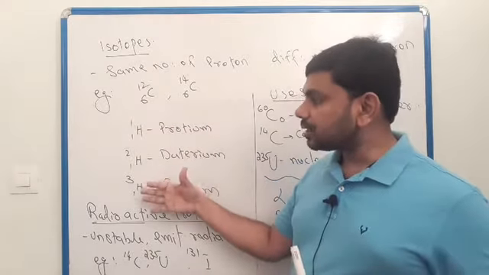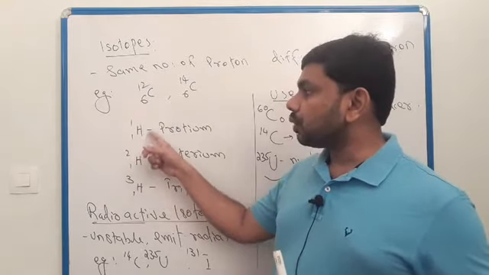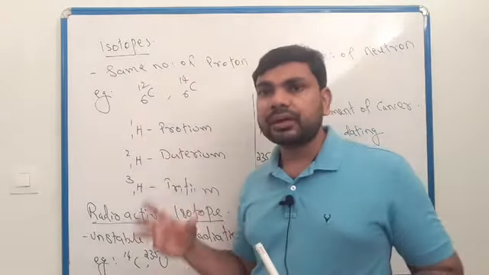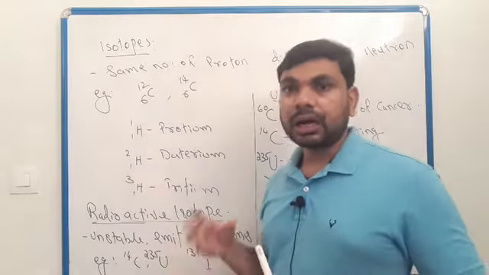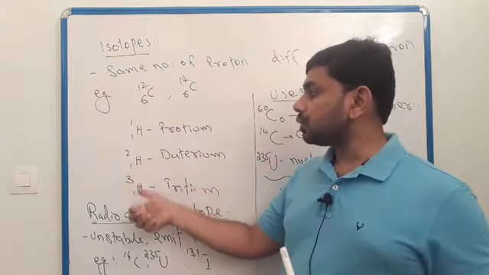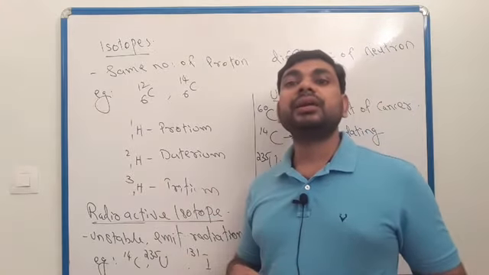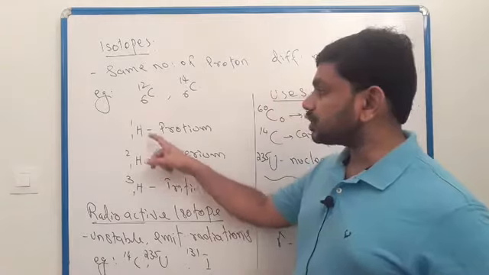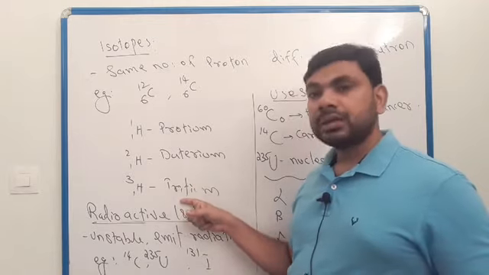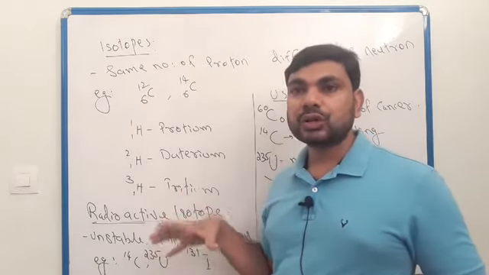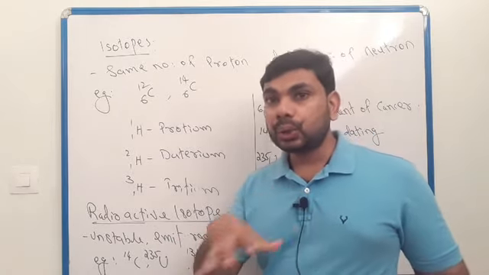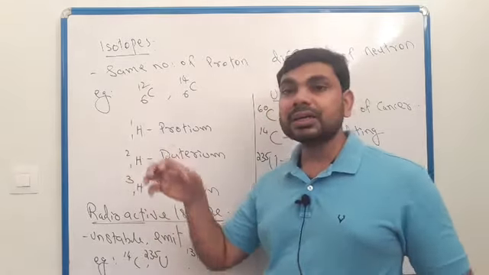Another example of isotopes: H-1, H-2, H-3. These are the three different isotopes of hydrogen. H-1 is called protium, then deuterium and tritium. Only one element has an isotope with no neutron. Only hydrogen, there is no neutron.